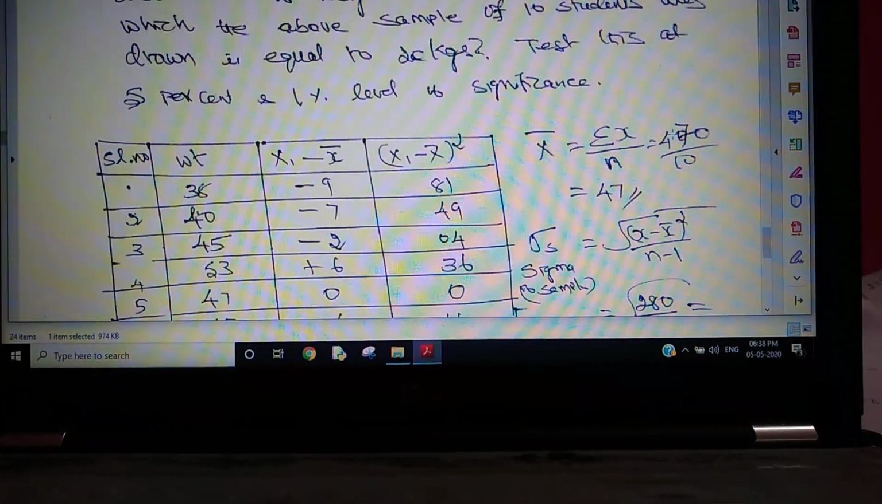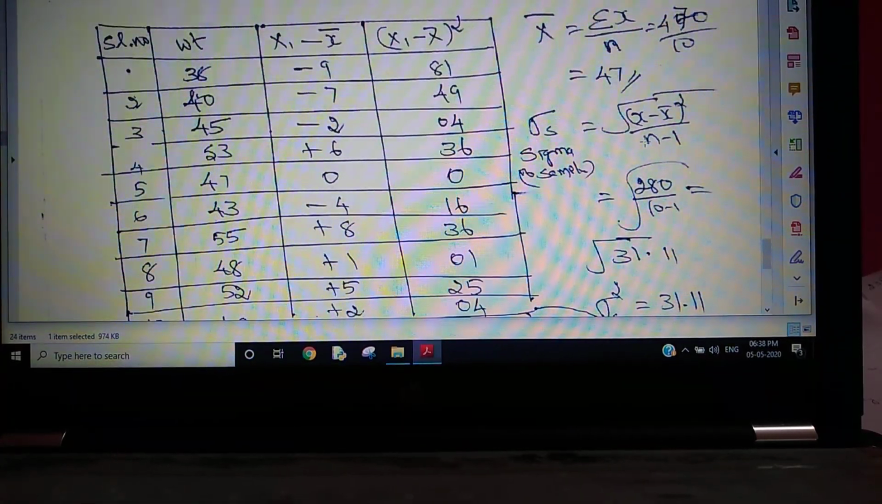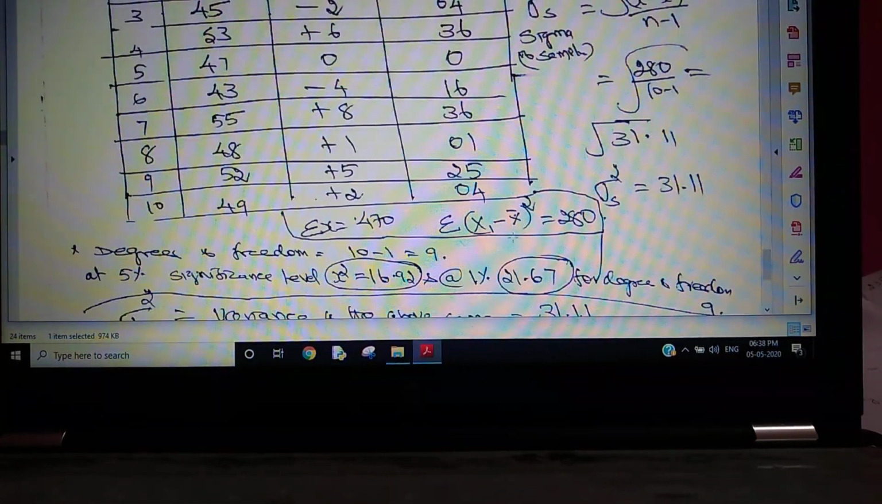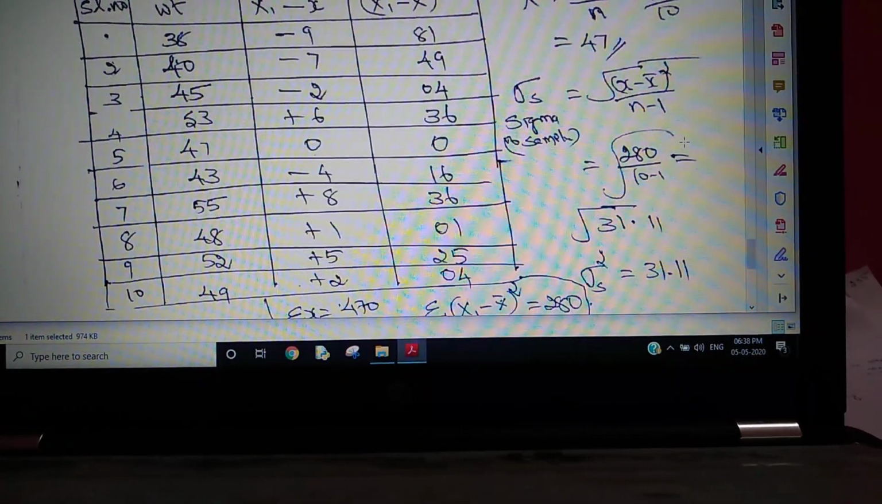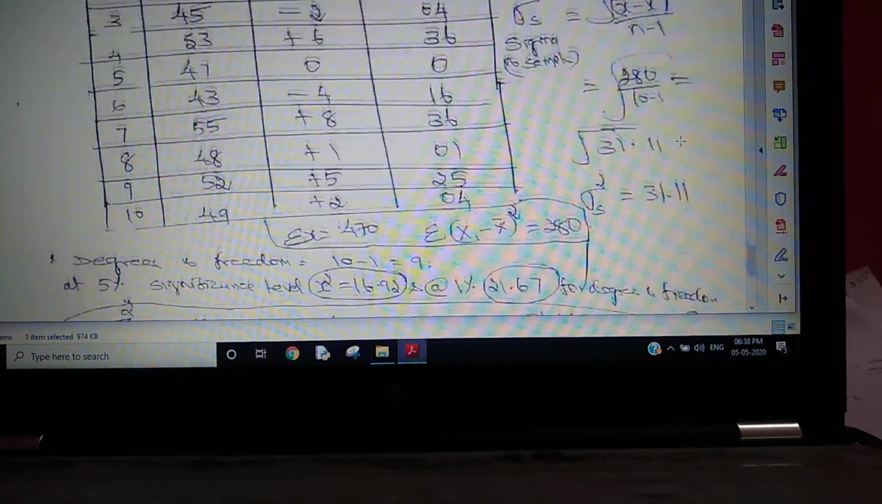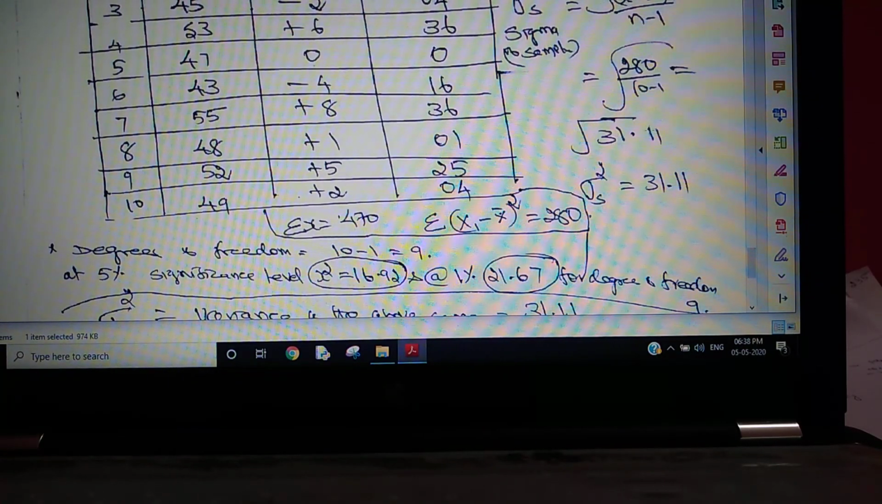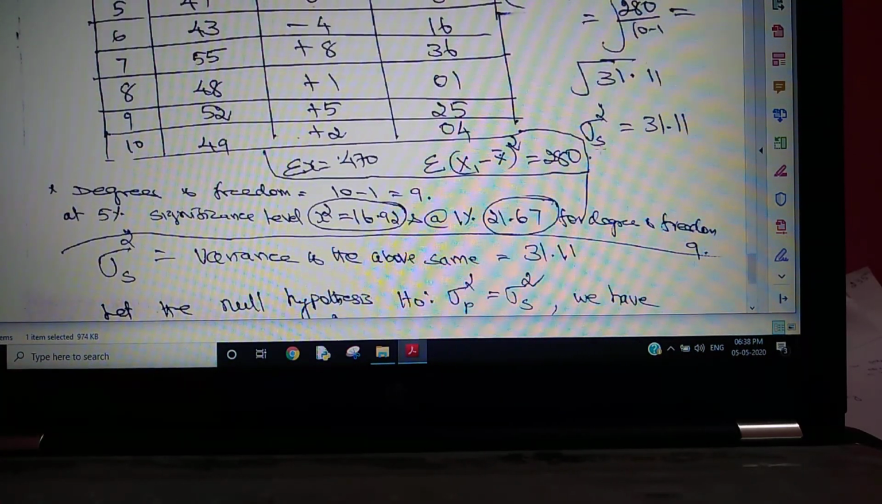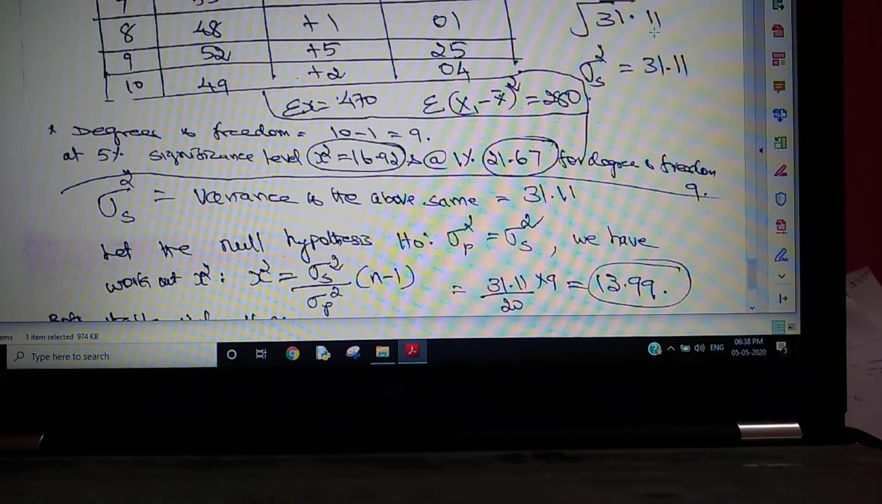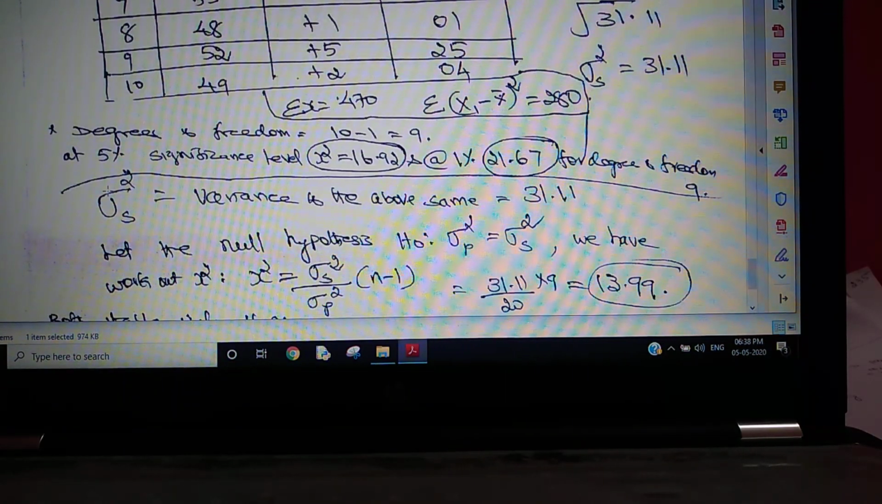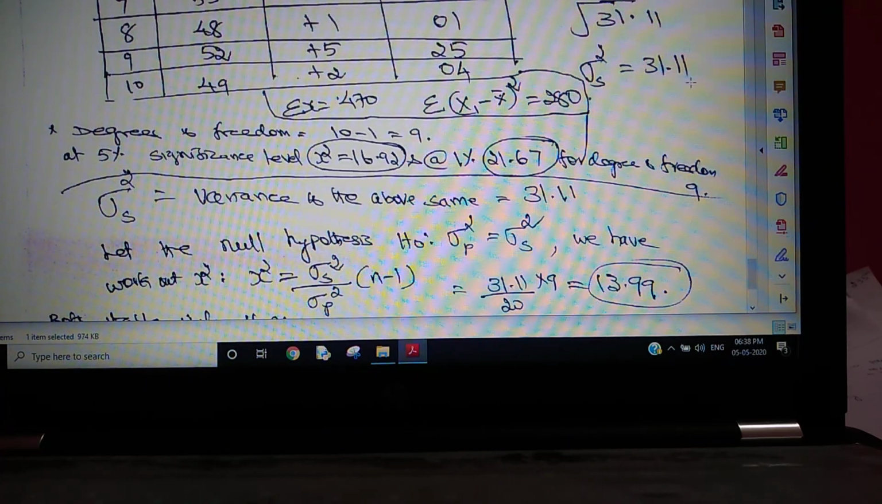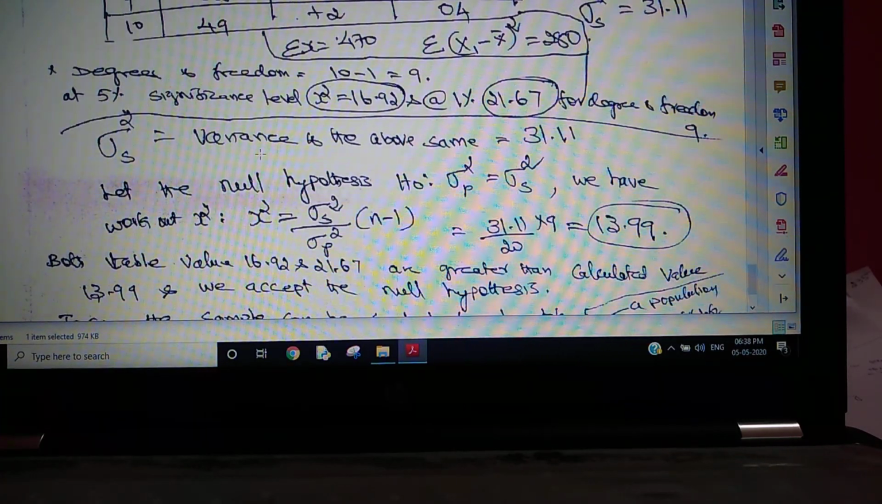X bar is equal to sigma x divided by n, 47. Sigma squared is this 280 divided by n minus 1, that is 10, the number of samples, minus 1, giving 31.11. So the variance is 31.11. Degrees of freedom is 10 minus 1, 9. At the 5% significance level, the chi-square value is 16.92, and at the 1% significance level, 21.67, for 9 degrees of freedom.